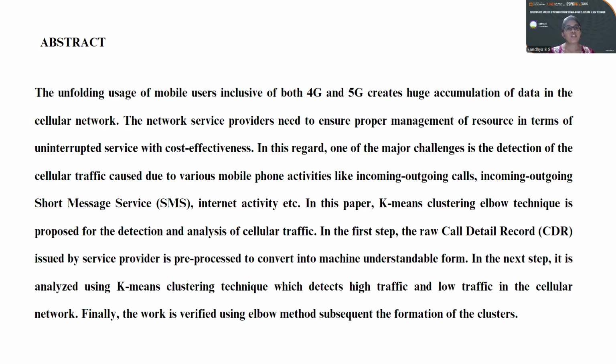The unfolding usage of mobile users, inclusive of both 4G and 5G, creates huge accumulation of data in the cellular network. The network service providers need to ensure proper management of resource in terms of uninterrupted service with cost effectiveness. In this regard, one of the major challenges is the detection of cellular traffic caused due to various mobile phone activities like incoming outgoing calls, incoming outgoing SMS, internet activity, etc.